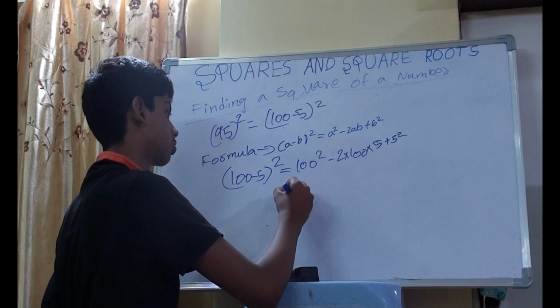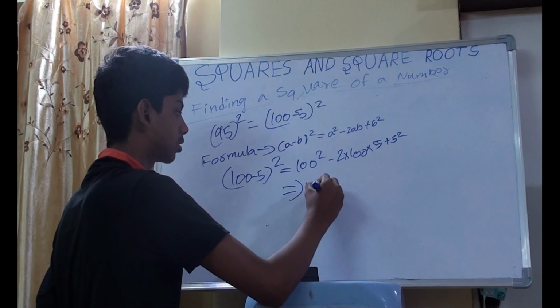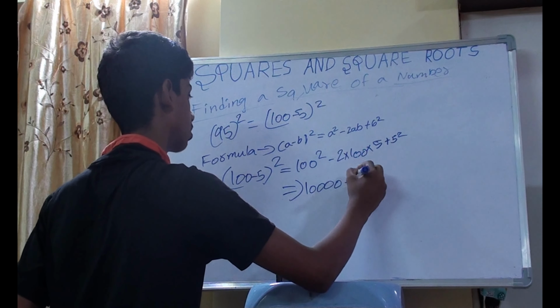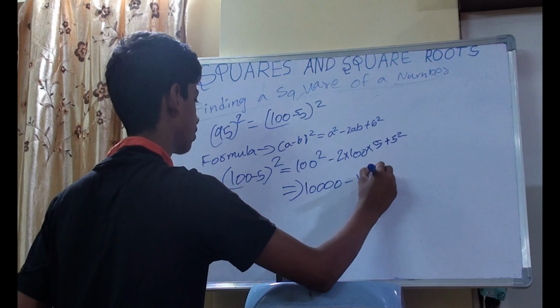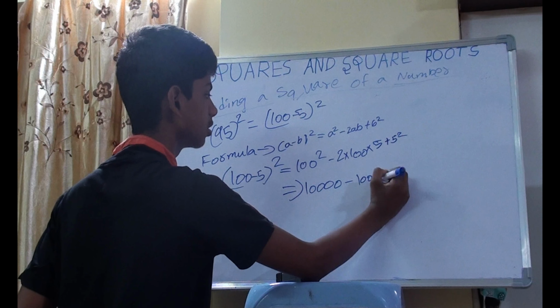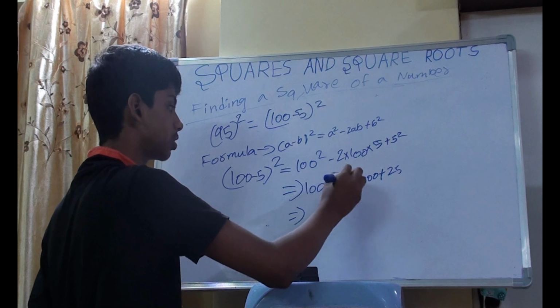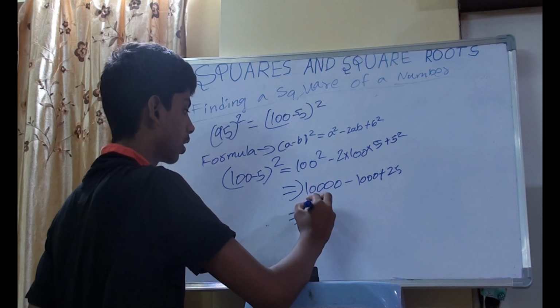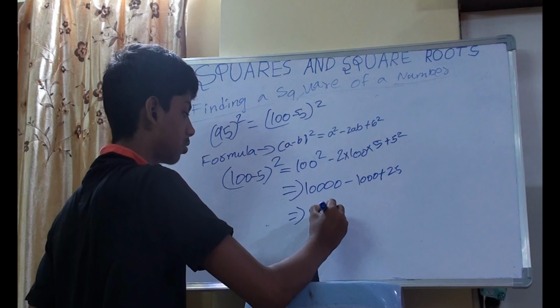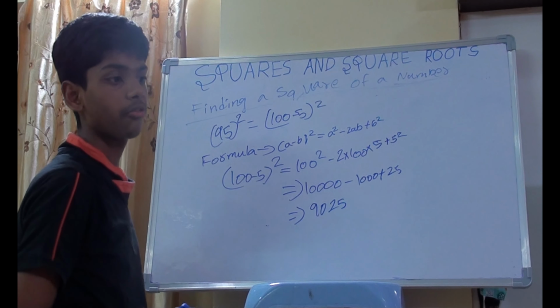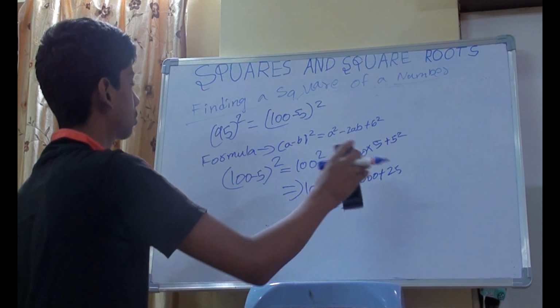Now this equals 10,000 minus 1,000 plus 25. So now we will simplify it. We will get 9025 as the answer. Now let's find how to find the square root of a number.